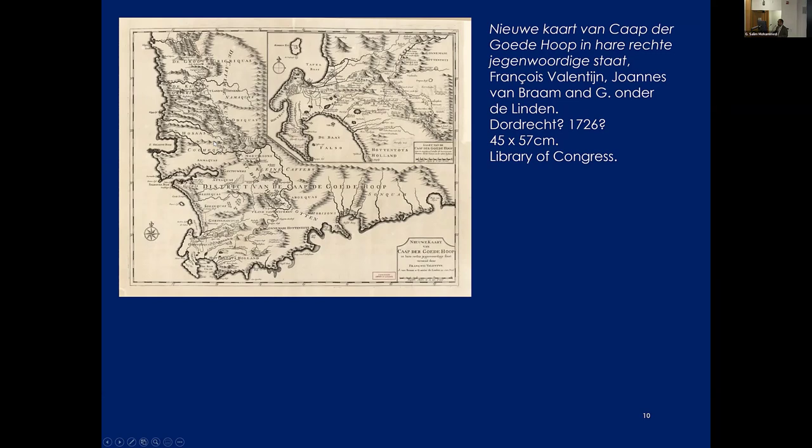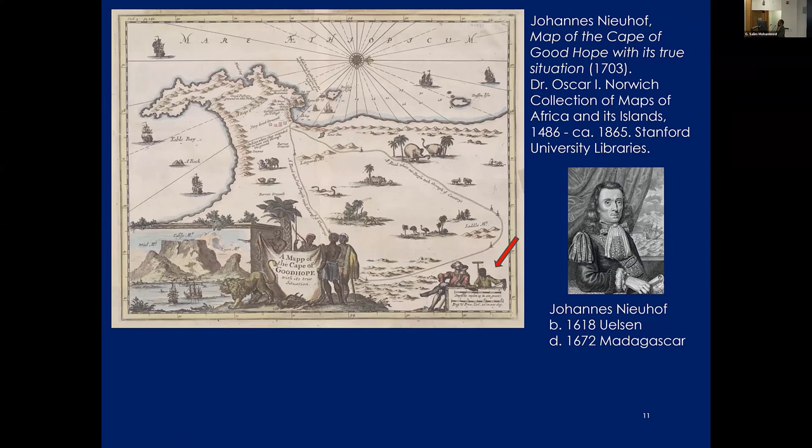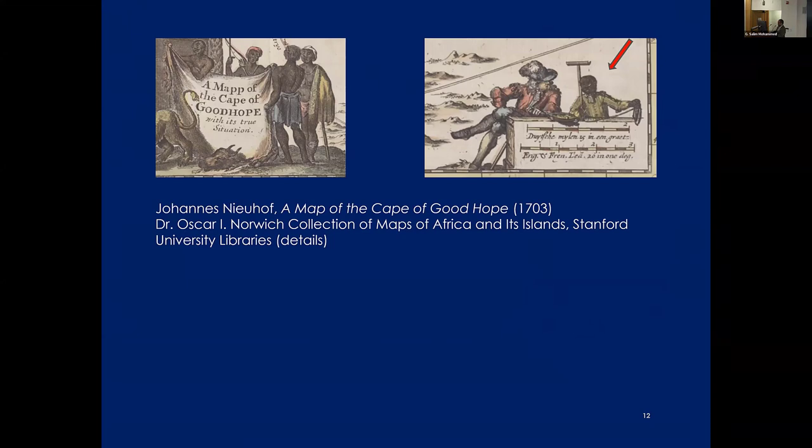And here is another map maker, Johannes Nieuwhof. Here is his map of the Cape of Good Hope in a British version. Notice here that the bottom right corner actually has a visual representation of a young enslaved person. And note the rather relaxed relation between this young slave and the master, presumably, and contrast that with the indigenous Khoi people that are shown in the middle of the map. So that is Nieuwhof. We've had Valentin, Nieuwhof.